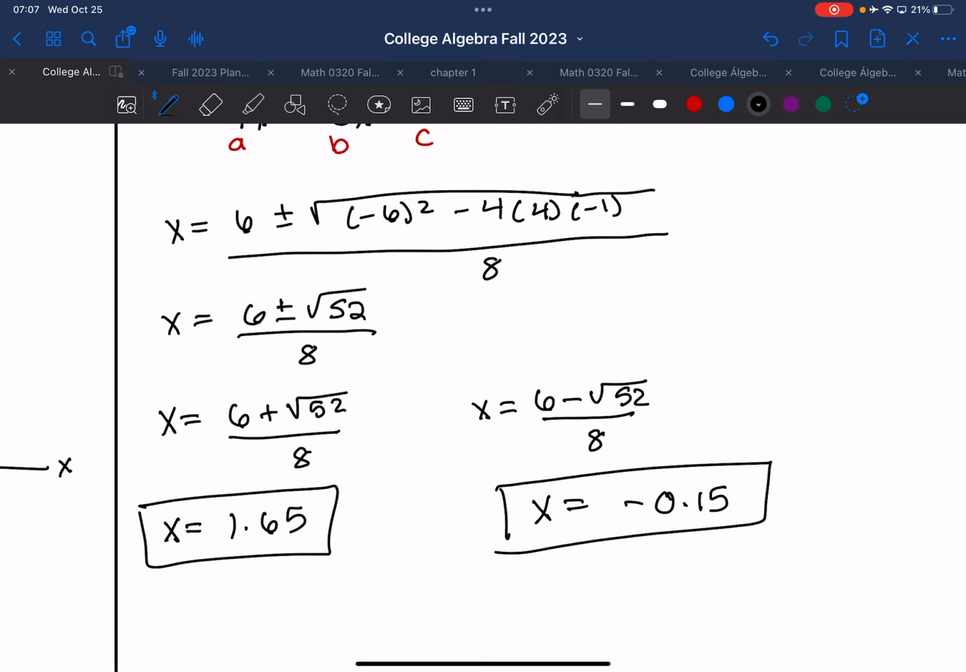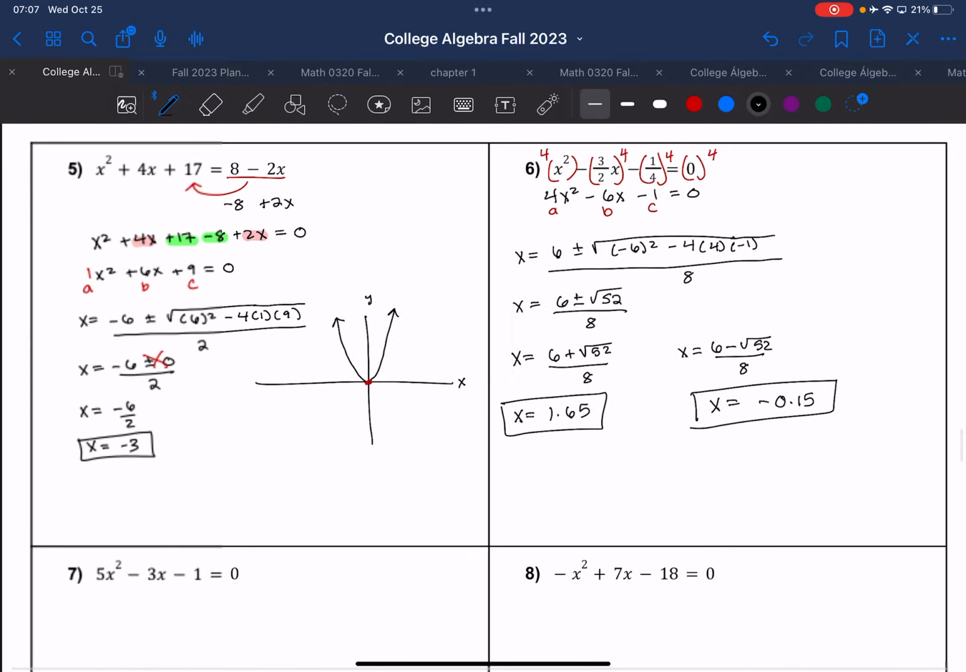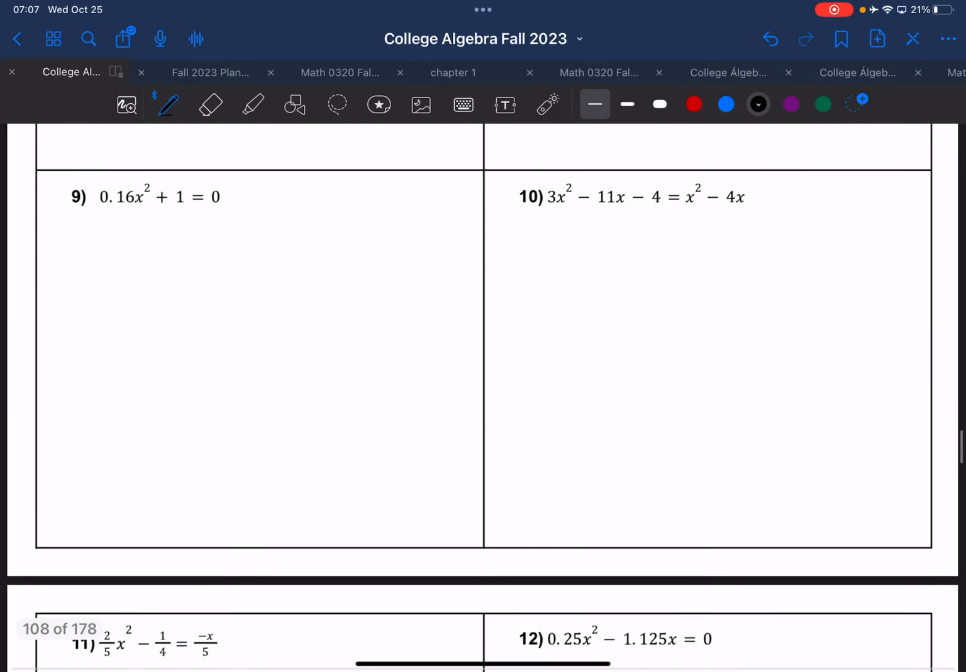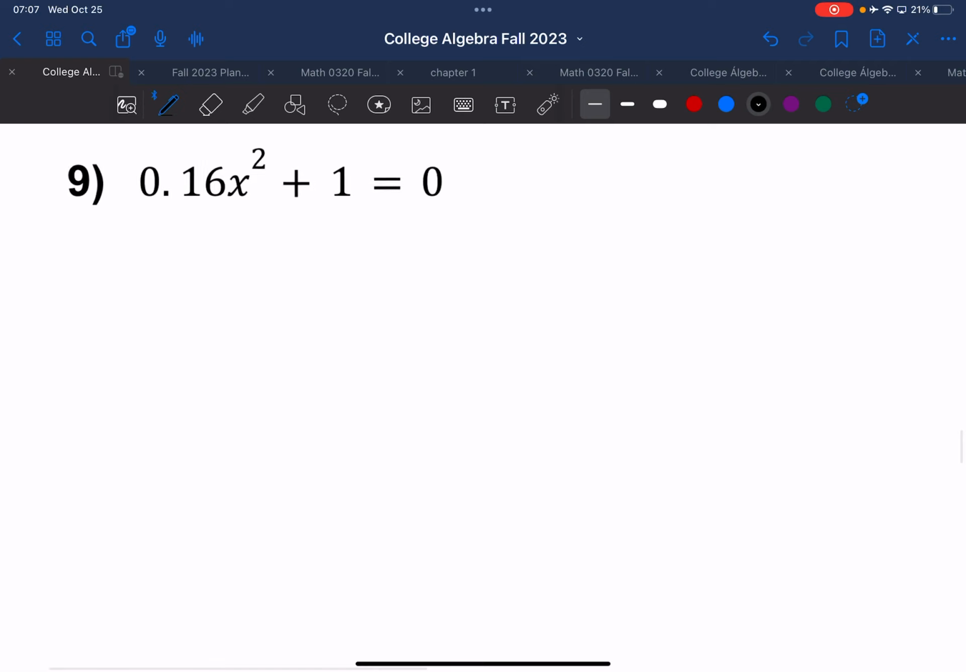Let's see. We're going to skip down to number 9 because I want to leave time to go over some questions on the test. So we're skipping down to number 9. So looking at number 9, is this in standard form? Yes, it is in standard form.